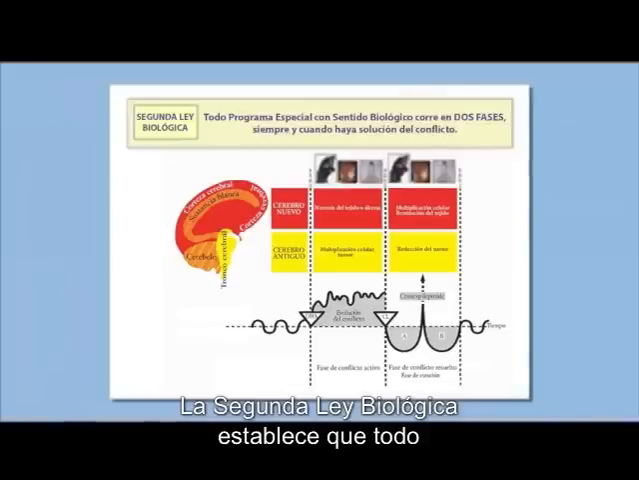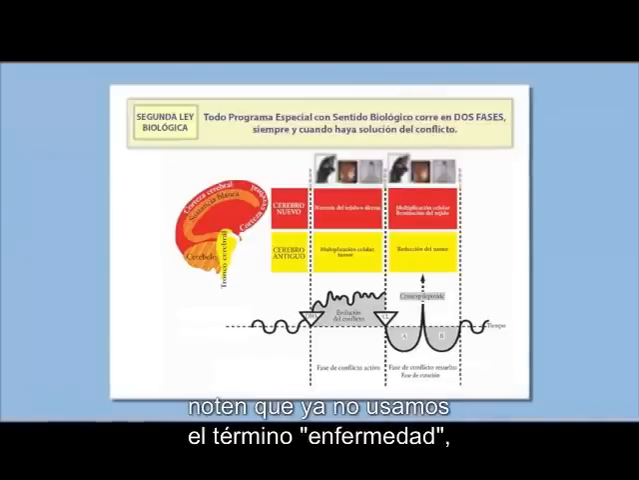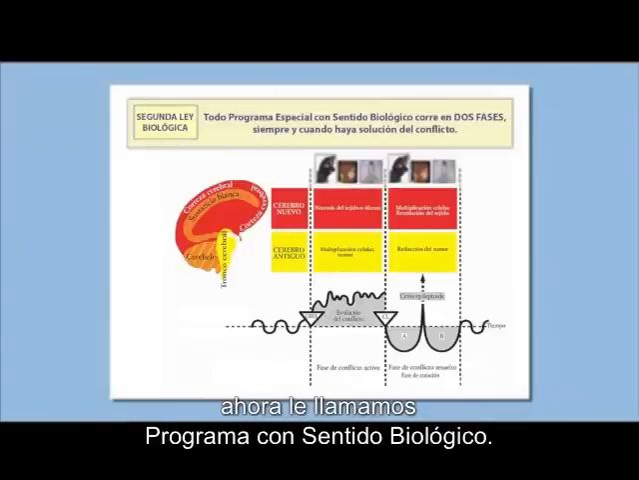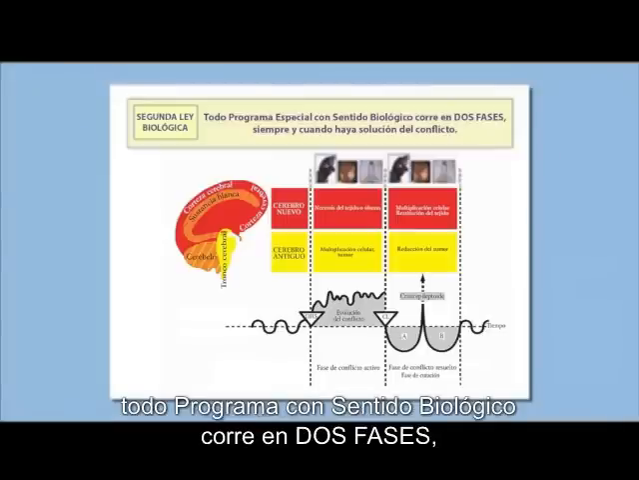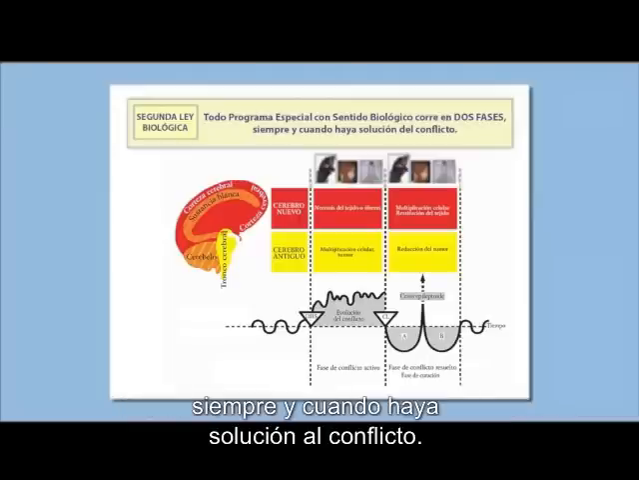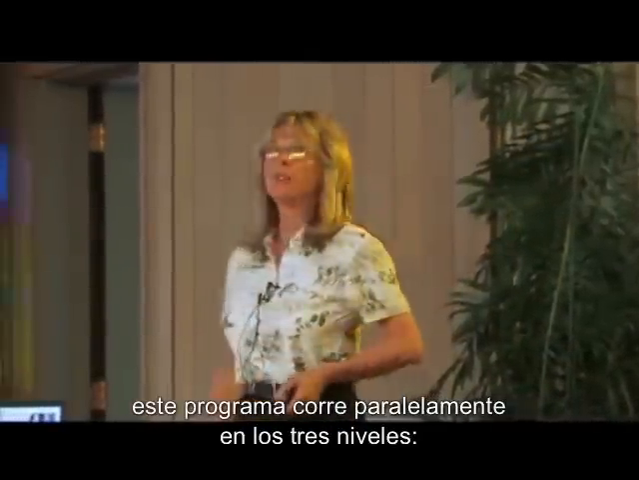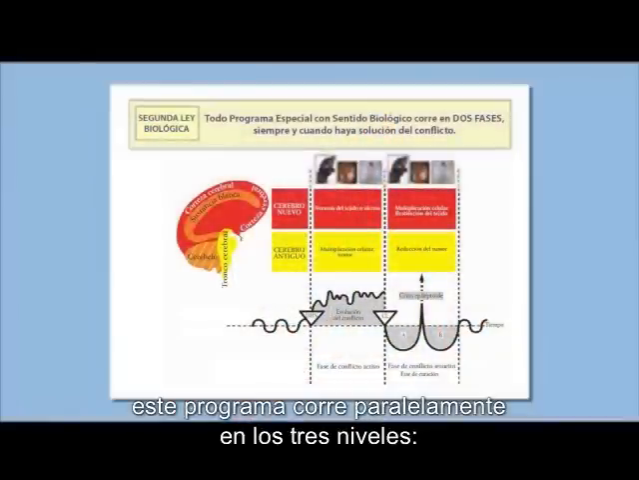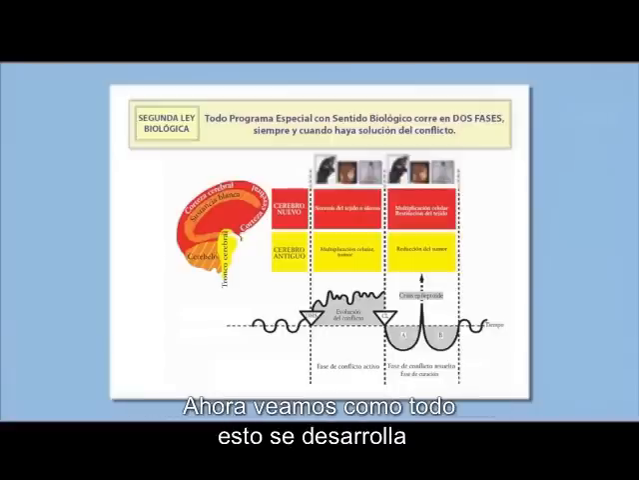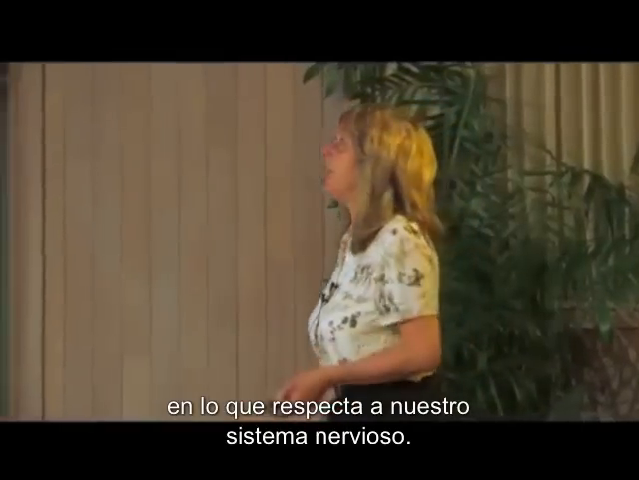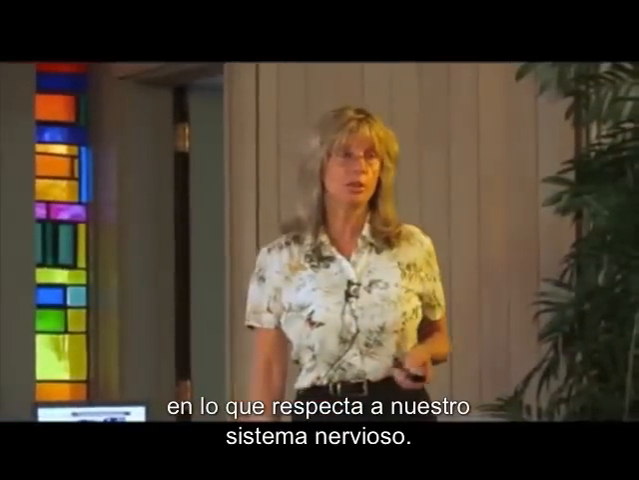The second biological law states that every biologically special program, you see we don't use the term disease any longer, we call this a biological program, runs in two phases, provided there is a resolution to the conflict. And as we already learned, this program runs parallel on all three levels: the level of the psyche, the brain, and the organ. So let's see how this all plays out as far as our nervous system is concerned.